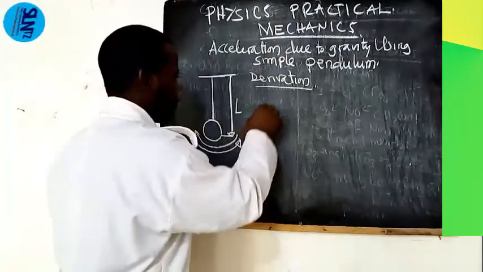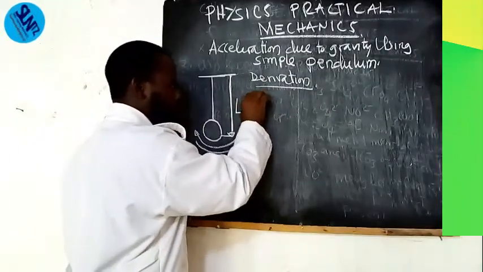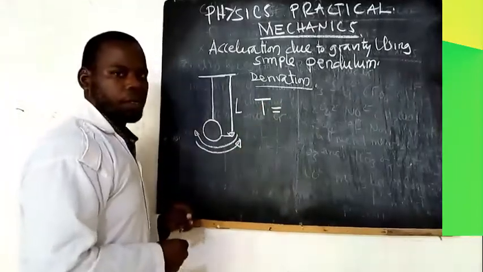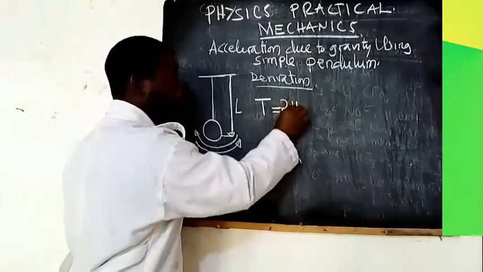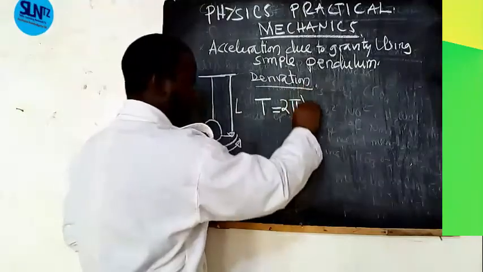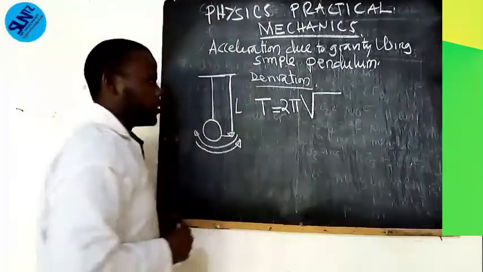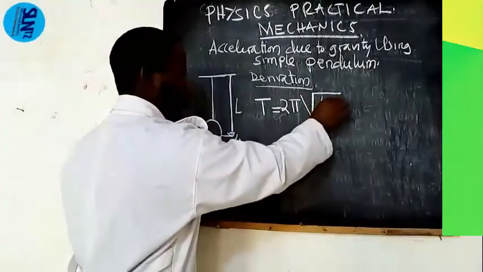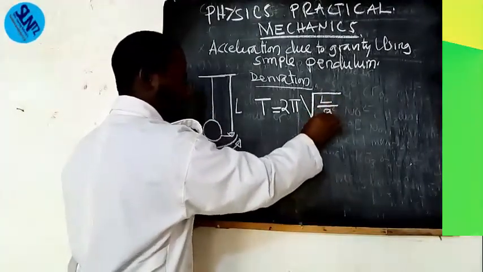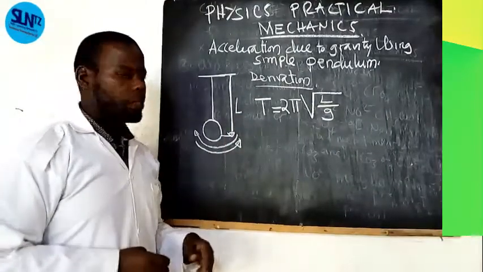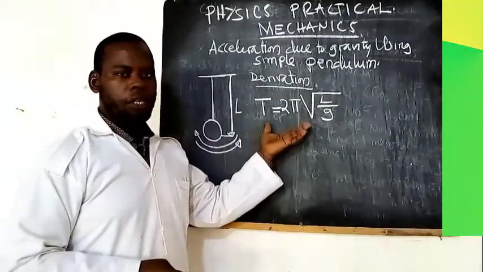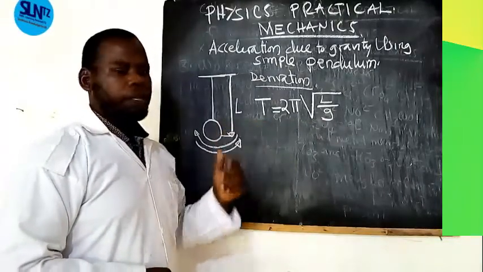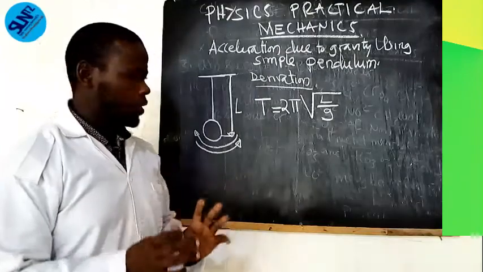So the periodic time T is equal to 2 pi under root the length of the pendulum L under the gravitational acceleration g. This is a relation according to this setup. That's the first setup.